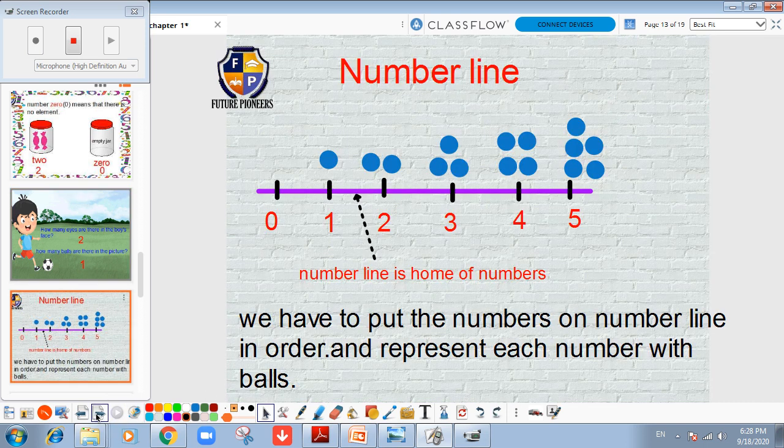Now we are going to start the number line. What is the meaning of the number line? The number line is the home of the numbers, and we have to put the numbers on the number line in order and represent each number with balls. To be more clear, let's see the next example.